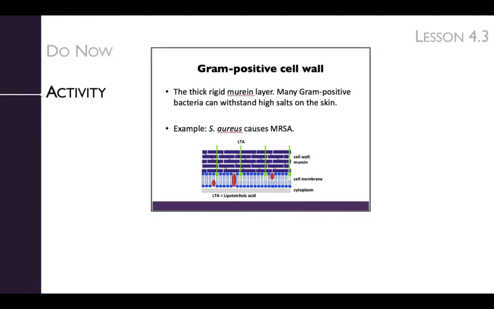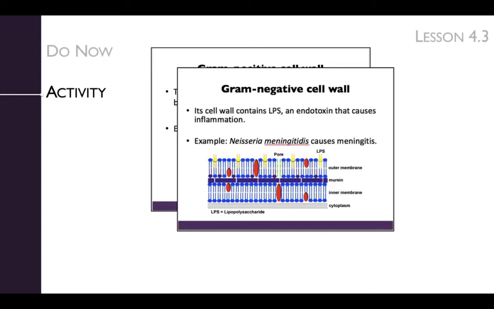Gram-positive bacteria have a thick cell wall that contains multiple layers of a sugar peptide polymer called murein that is a rigid molecule. Many gram-positive bacteria can withstand high salt on the skin. Gram-negative bacteria have a cell wall with a thin murein layer but contain an additional outer membrane. The outer membrane has LPS, an endotoxin that causes inflammation. Gram-negative bacteria are also more resistant to bile salts in the GI tract.